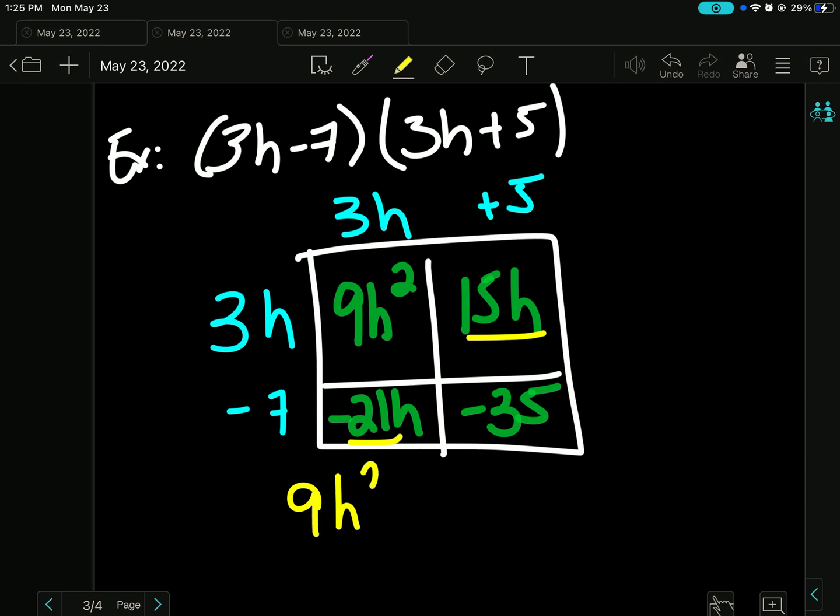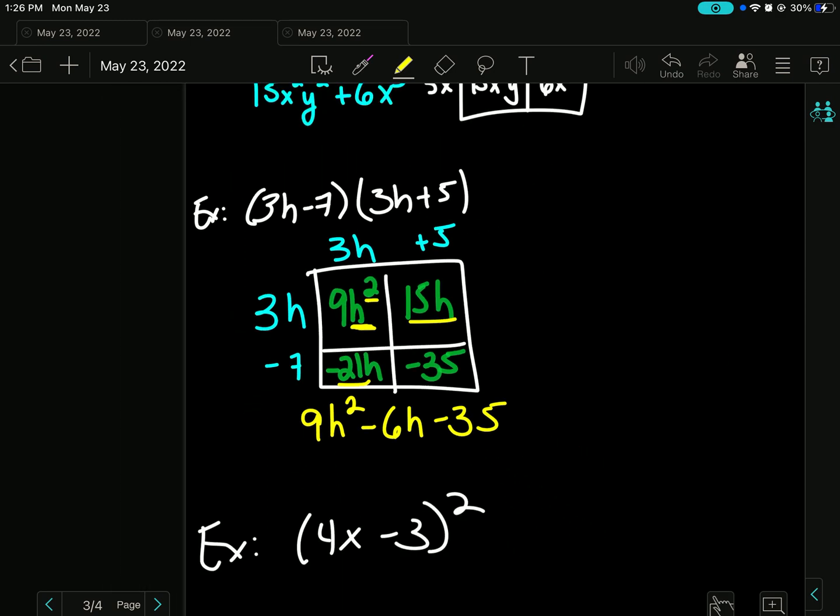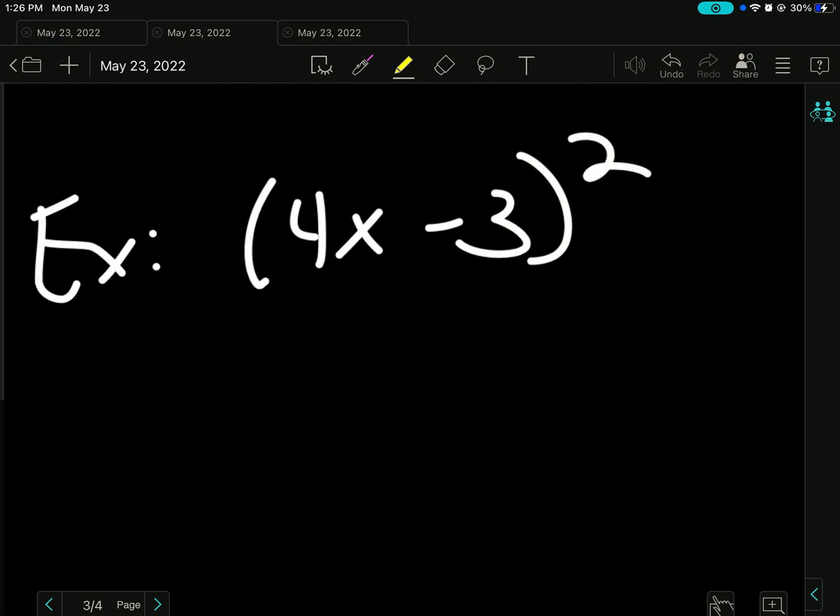So I'm going to bring the 9h squared down. Remember, in standard form, we want our highest exponent first, so that's why I put my h squareds first. 15h minus 21h is negative 6h. And then we'll bring the minus 35 along for the ride. Okay. So please make sure when you multiply h times h, it does give you an h squared. That's where we saw a lot of issues when we took this test. Okay. And remember to combine like terms properly and take your signs with you. Okay. Go ahead and pause this video if you need to.